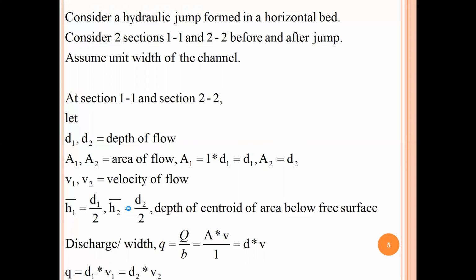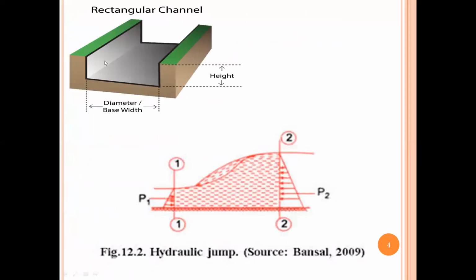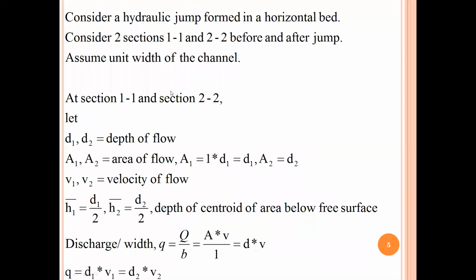It is basically, see, if this is my area, I'll assume this is my area, width into depth. So for a rectangular area from the free surface, I know the centroid is height divided by 2. So if this is D1, D1 divided by 2 for a rectangular channel. So we have calculated H1 bar as D1 by 2, H2 bar as D2 by 2. And this is measured from your free surface, that is your top surface. Your free surface is the top surface of your water in an open channel.